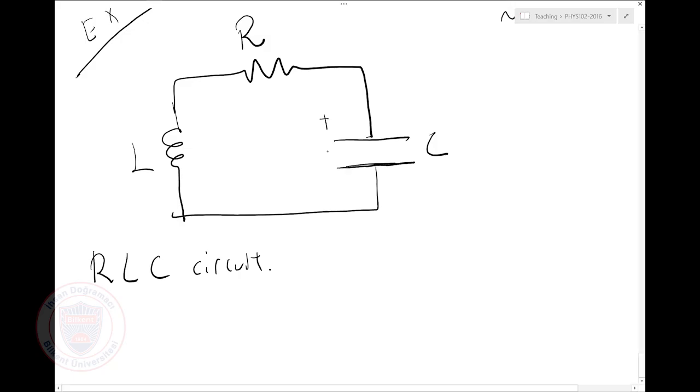Okay, so let's say that I start with some Q0, so Q at t equals 0 is equal to Q0. And I'd like to find out what happens as a function of time, I of t. Clearly, the way I define things, I of t is dQ/dt.